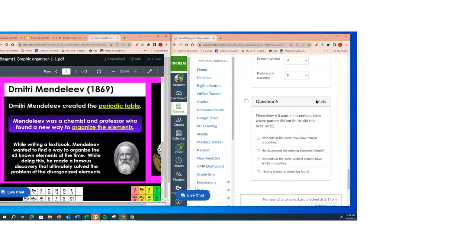Which two are we going to pick? Elements in the same rows were similar. He discovered the missing elements himself. Elements in the same vertical columns were similar, or missing elements would be found. So we got A, B, C, or D. Which do you think? Missing elements would be found. He did not find them himself. Okay, so you got A or C. All right, Haley, thank you. C is correct. C, elements in the same vertical columns.